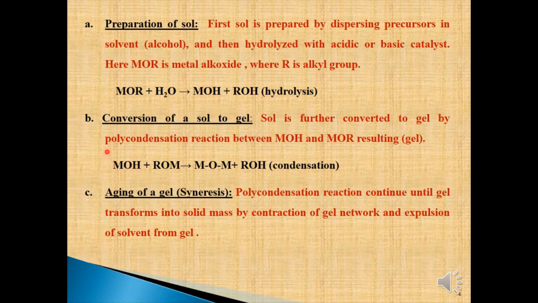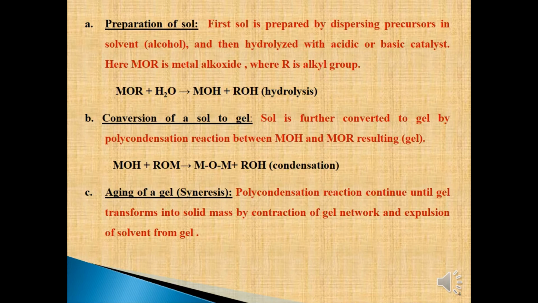In the third step, aging of the gel takes place. It is also known as syneresis. The polycondensation reaction continues until the gel transforms into a solid mass, by contraction of the gel network and expulsion of solvent from the gel. So it's a slow process. It may take a period of one week to complete.